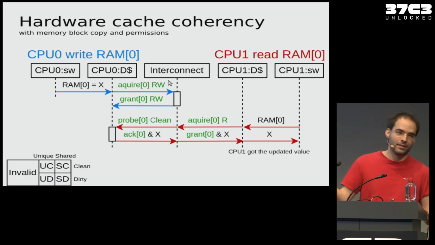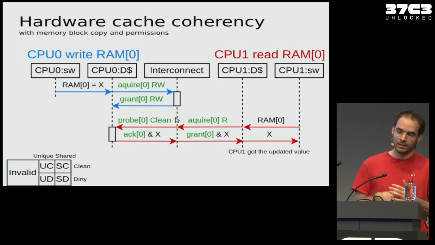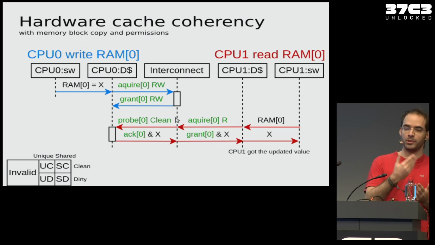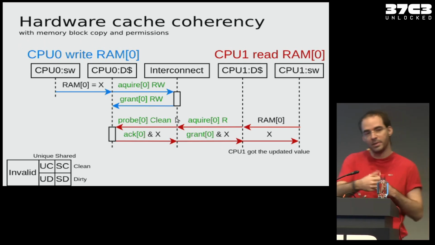Knowing that no other cache in the system has a copy of that memory block, the interconnect will directly grant the memory block and the permission to CPU 0. Then when CPU 1 wants to read the memory, it asks for read permission with a copy, and then the interconnect will trigger a probe to CPU 0 to ask it to downgrade its permission and to provide a clean copy of the memory block back.